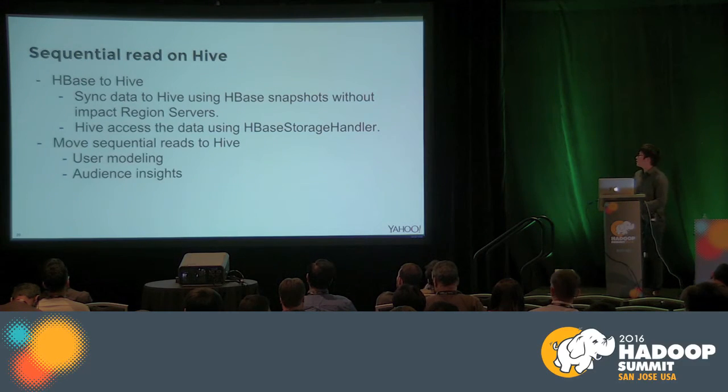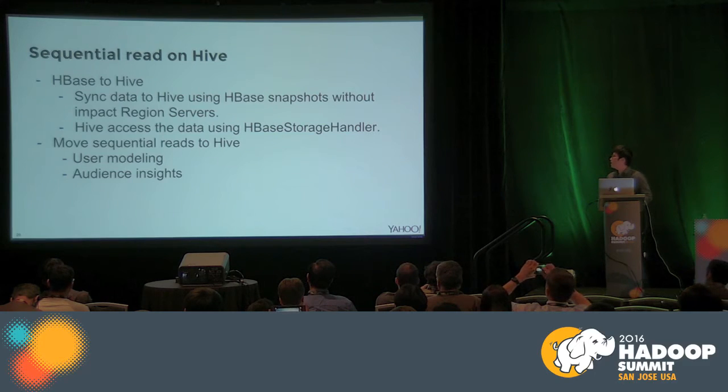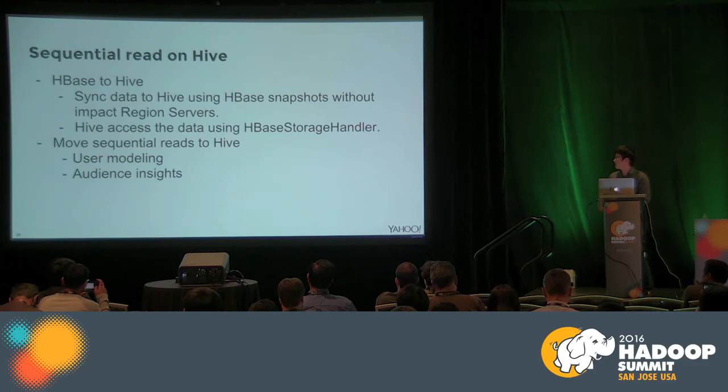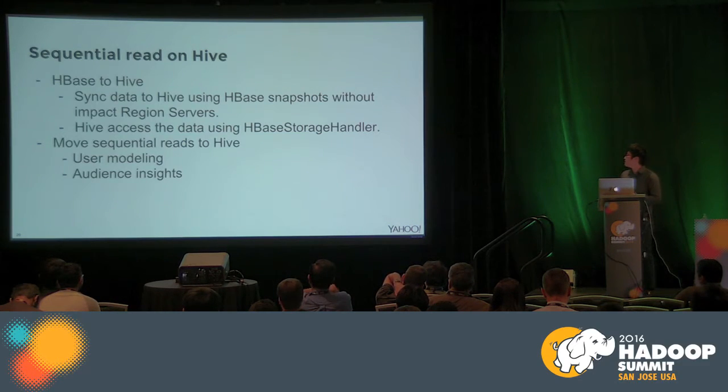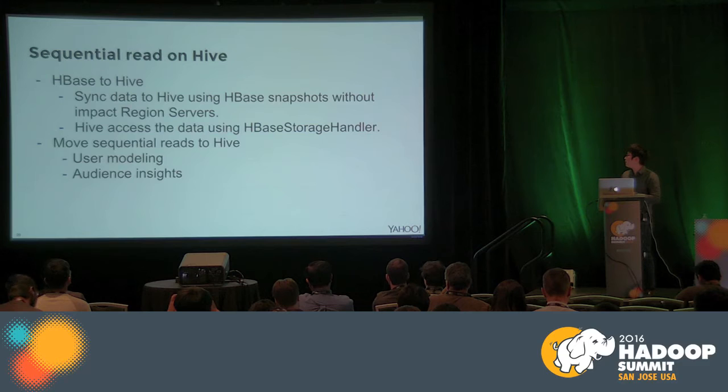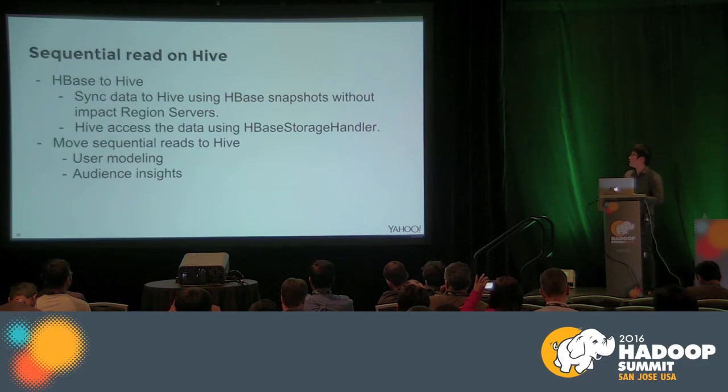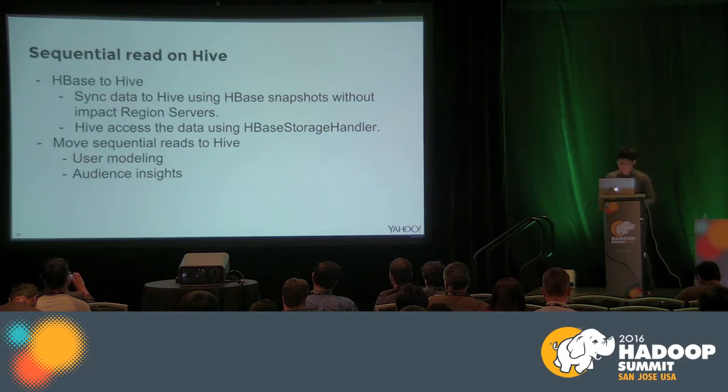So the last part is the optimization for Hive. Because we support user modeling and audience insights in Hive, we need to sync data between HBase and Hive. Here we use an HBase feature called snapshots. We can take snapshots periodically and transfer the snapshots to Hive. Then Hive accesses data using a feature called HBase storage handler. In this way, we can bypass the HBase API to transfer the data from HBase to Hive.